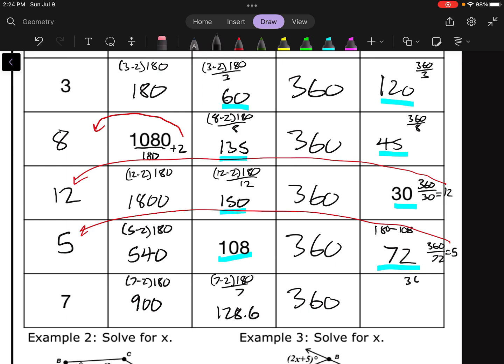And then we can do 360 divided by 7. And we get 51.4, which is supplementary with our 128.6.